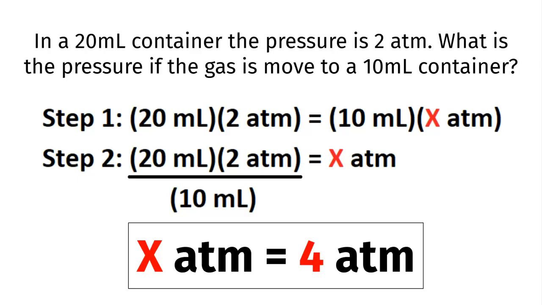So X times 10 milliliters. We need to get the missing variable by itself, so we need to get X by itself. That means we need to move the 10 milliliters, and we move it by dividing, because that's the opposite of multiply. So we take 20 milliliters times 2 atm divided by 10 milliliters. So we take 20 times 2, divide by 10, and that gives us our answer, or our X, which is 4 atm. So our P2 is 4 atm.